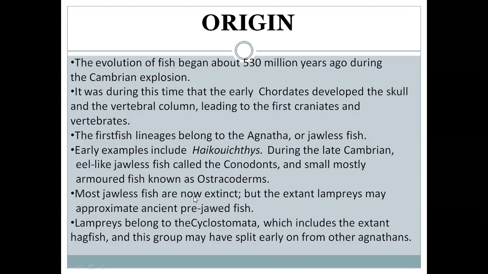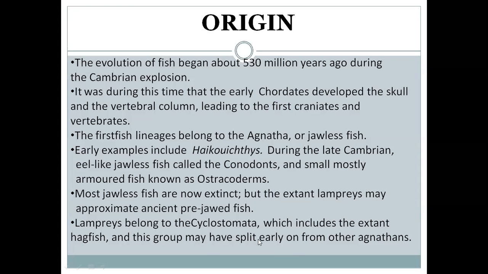Most jawless fishes are now extinct, but the extant lampreys and hagfishes are approximate ancient pre-jawed fishes. These lampreys and hagfishes are also very old organisms. They also originated during this period, and they are still continuing without much change, so we may call them living fossils. These lampreys and hagfish belong to the class Cyclostomata, which includes lampreys and hagfishes.